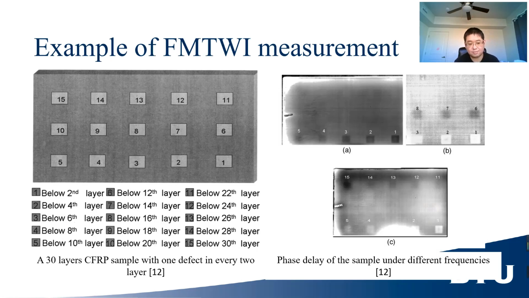Now let's look at the example. This is a 30-layer CFRP sample with one defect in every 2 layers. And the bigger the number, the deeper the defect. As you can see here, we are using phase analysis to study the IR camera images under different frequencies. As you can see, we can directly see all the figures using one flash. So basically, this solves all the problems I mentioned in the past.